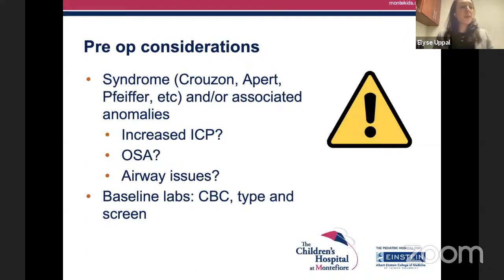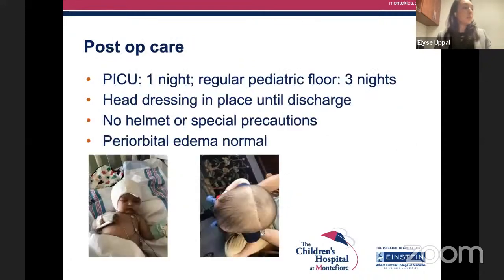So pre-op, we think about a few things. What type of craniosynostosis is this? Is it syndromic? Is it non-syndromic? Is it associated with other anomalies? Is there potential for increased ICP, OSA, airway issues? Will they require any other tests before going into surgery? And we also want to look at baseline labs. So typically, unless there are other issues, we usually just will draw a CBC and type and screen. And post-op care: they're always admitted to the PICU for close monitoring for the first night after surgery.